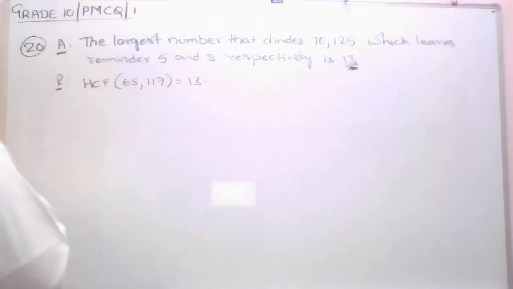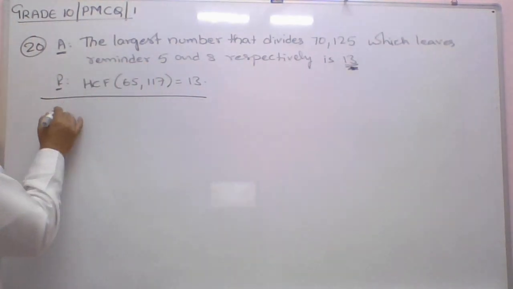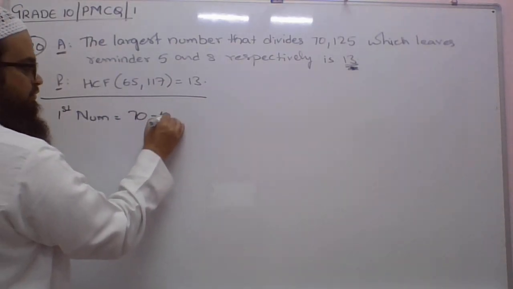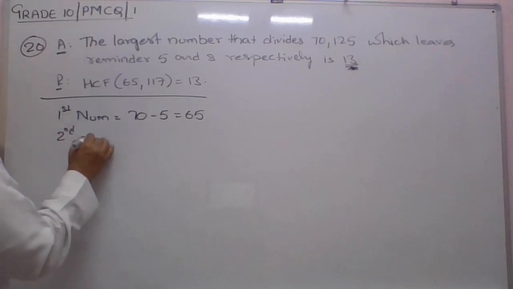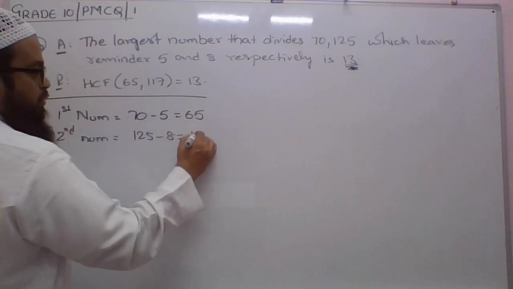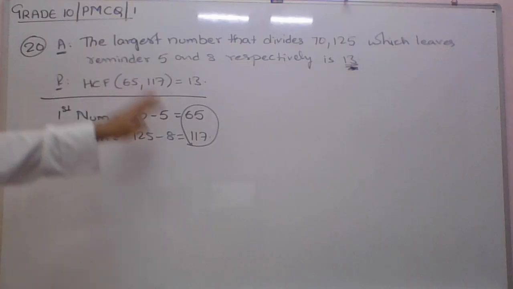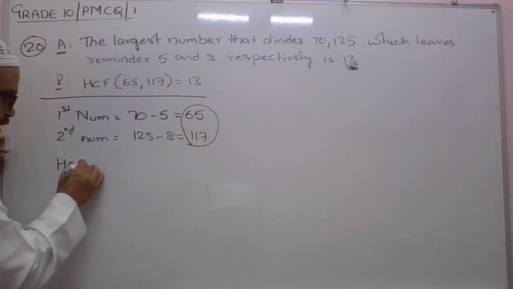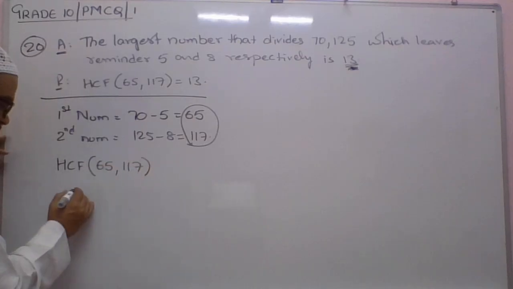So let us find the number by subtracting the remainders. The first number is 70 minus 5, that is equal to 65. And the second number is 125 minus 8, that is equal to 117. So what he is telling, the largest number that divides, means he is asking us to indirectly find the HCF of 65 and 117.